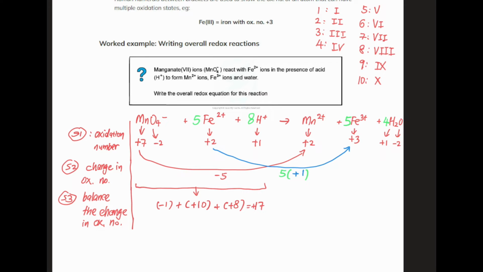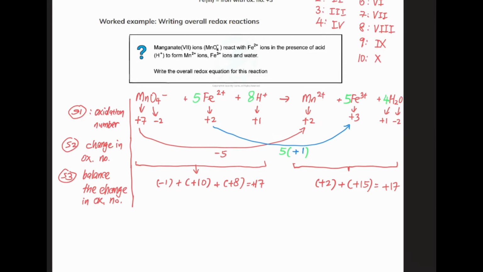Okay, now we check the right hand side. We have to make sure the overall charge on the right hand side is the same also, positive 17. So manganese 2 plus, so the charge is positive 2. For iron 3 ions, one iron 3 is positive 3, so 5 of them is positive 15. So we get positive 17 as the overall charge.